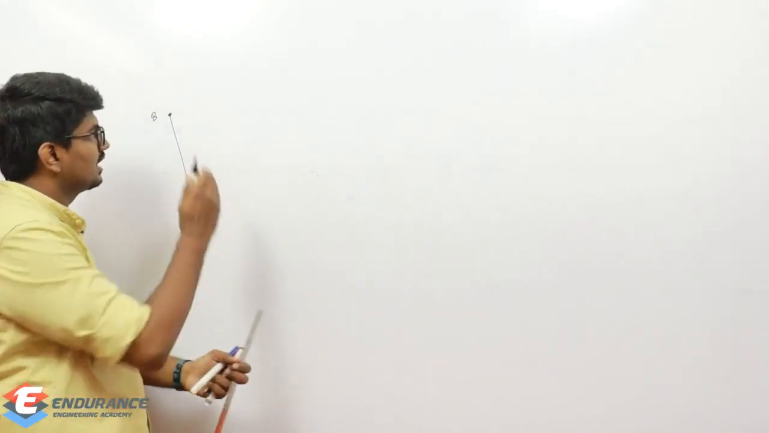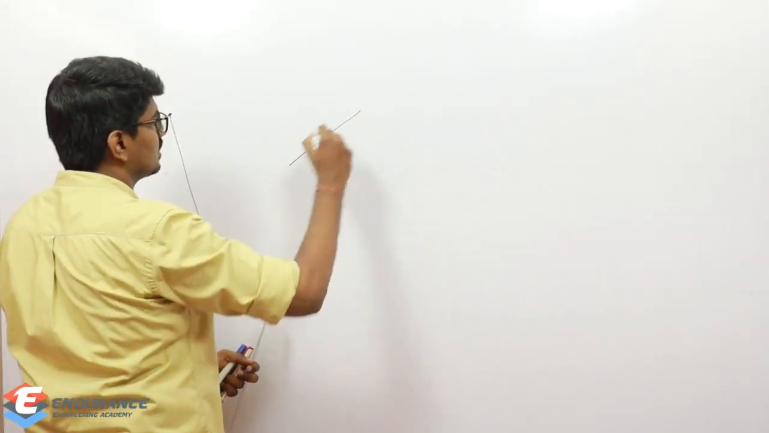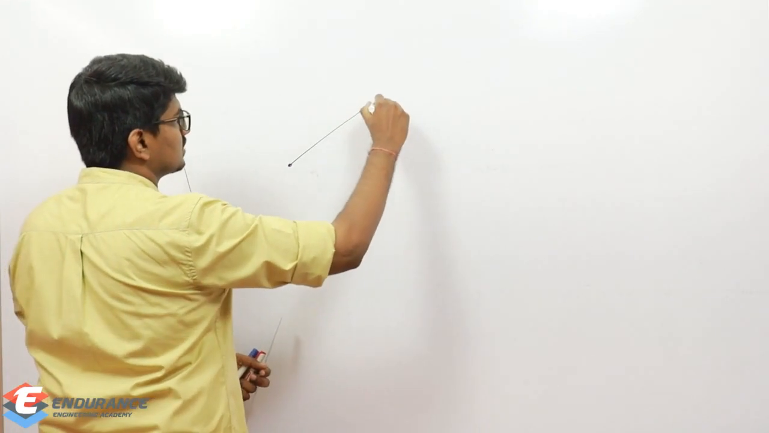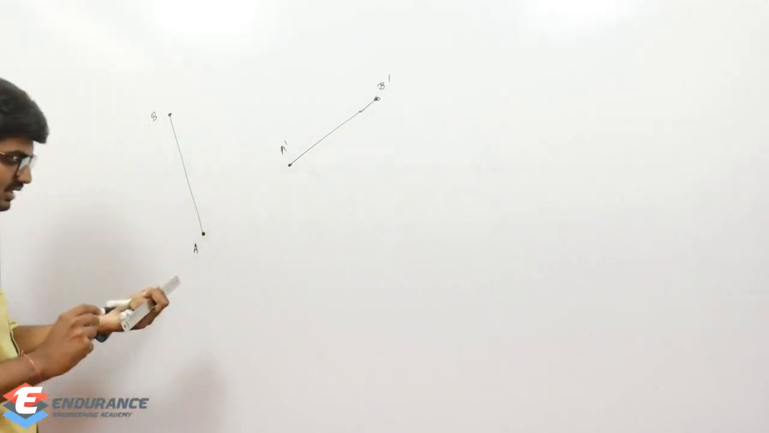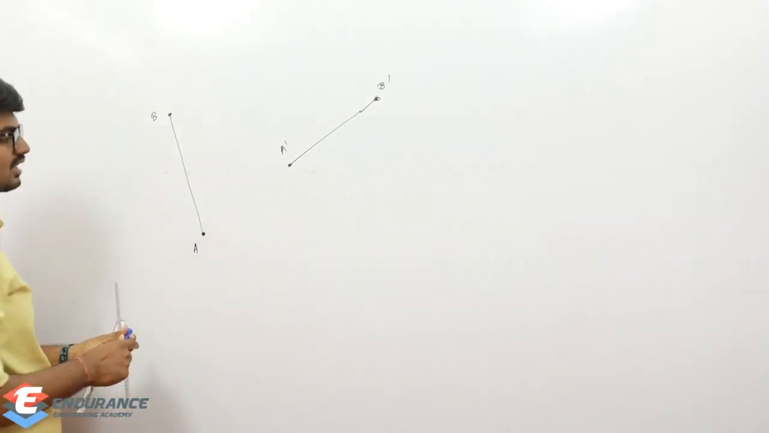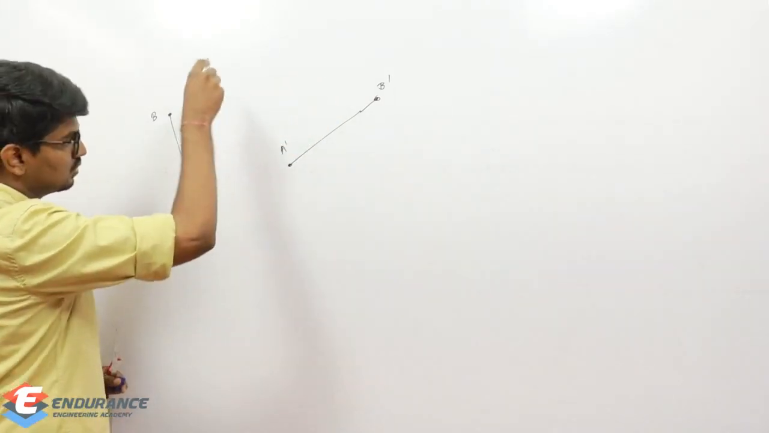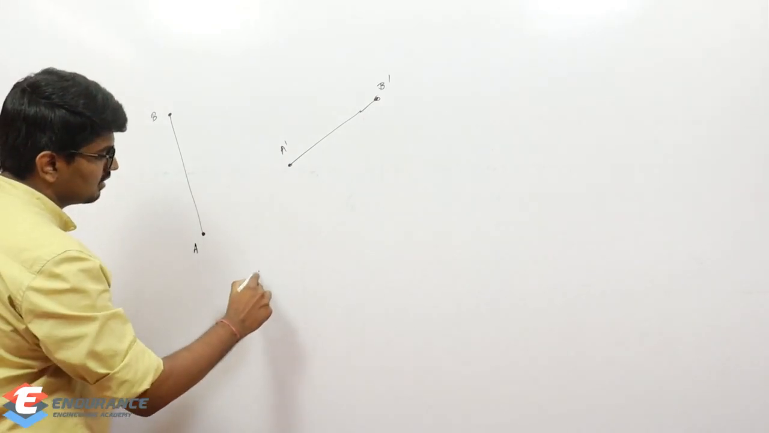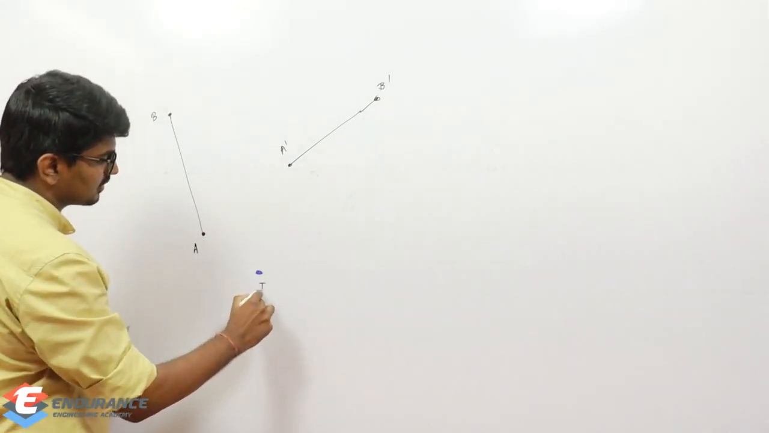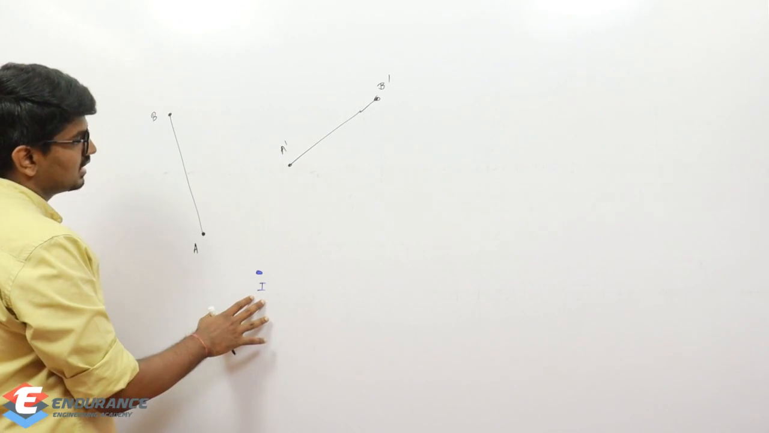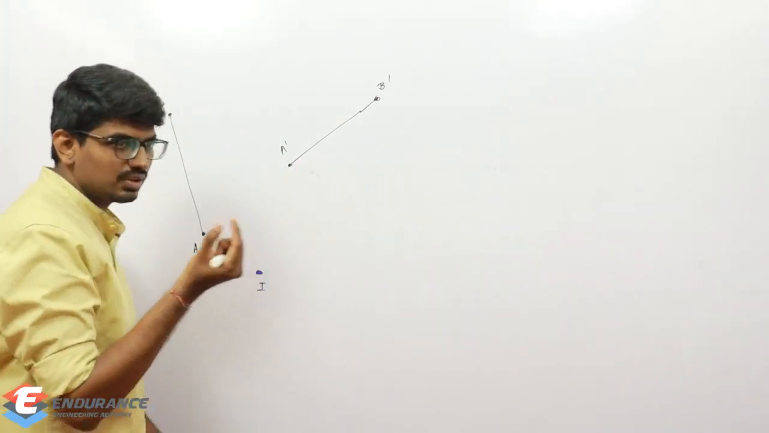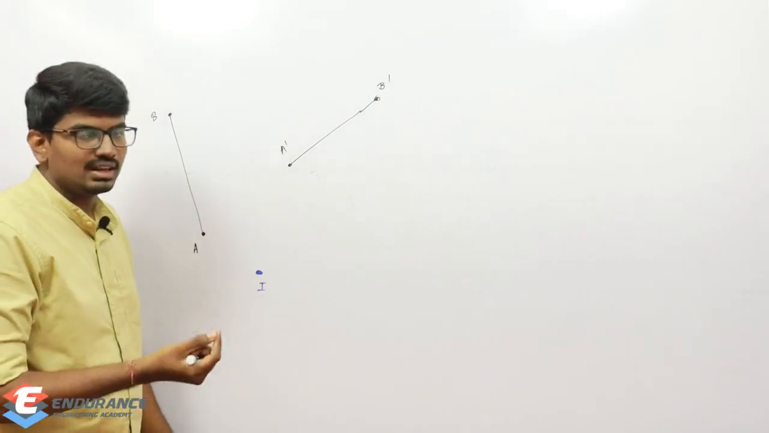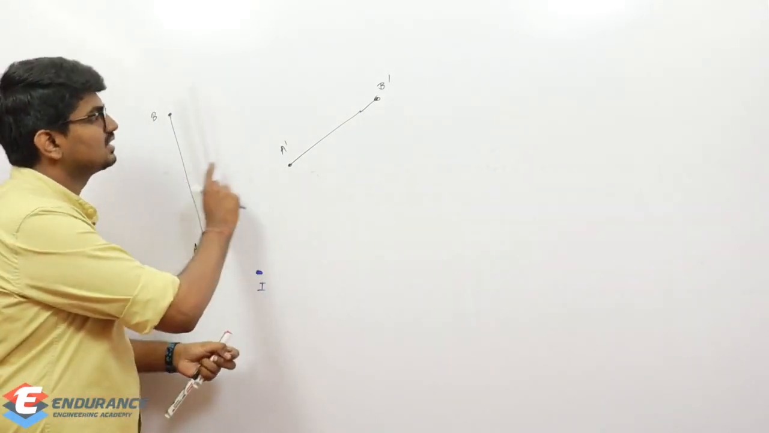Let us imagine it reached this position. This is A dash, this is B dash. And let us consider the instantaneous center. Again, by joining these two, if I draw the perpendicular bisector, we will get the instantaneous center somewhere here. So this is the instantaneous center during this instant. During this instant means for a very small time delta t, how much distance this has moved.